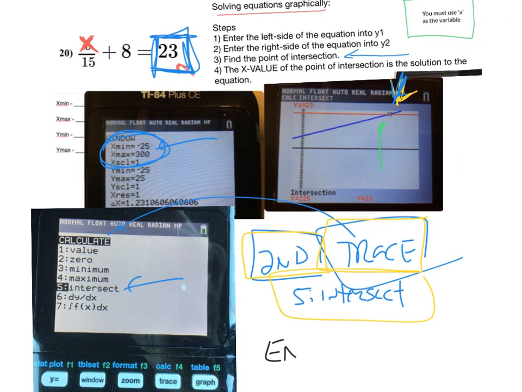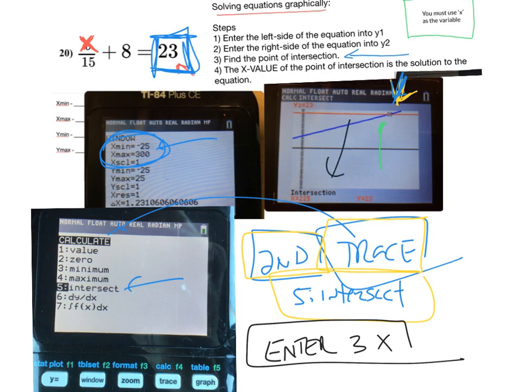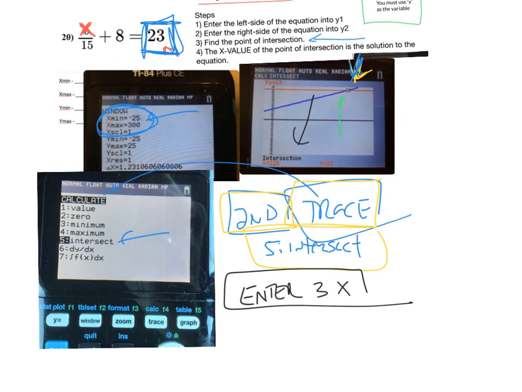Okay, so when we press enter 3 times, our calculator is going to tell us the point of intersection, which is 225, 23. And we're solving for x. So the x value of the point of intersection is your answer. So here our answer is x is equal to 225. So that's how you go about solving an equation graphically.